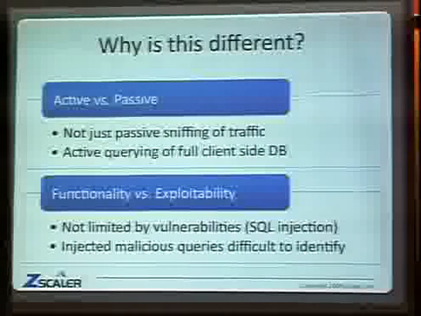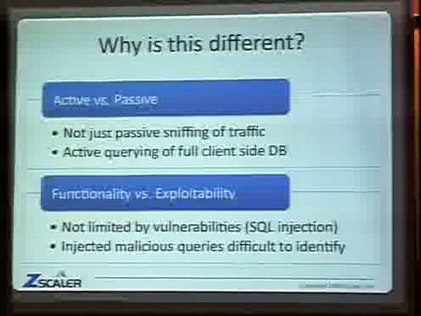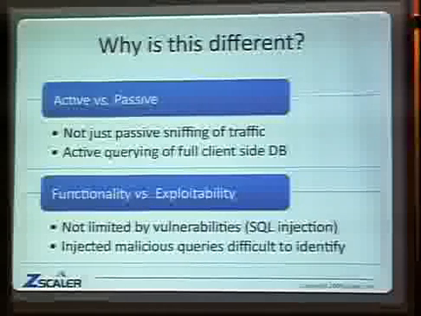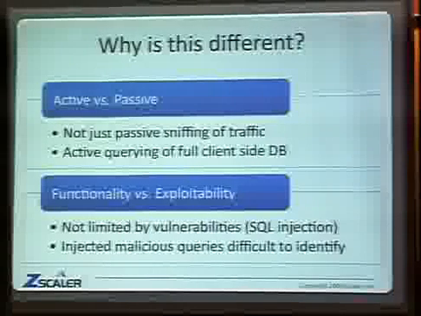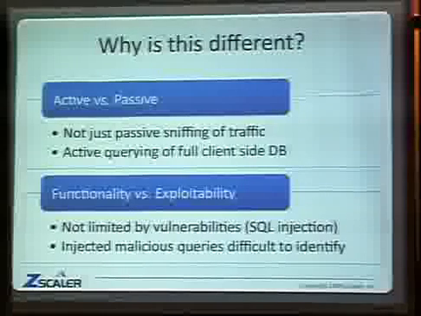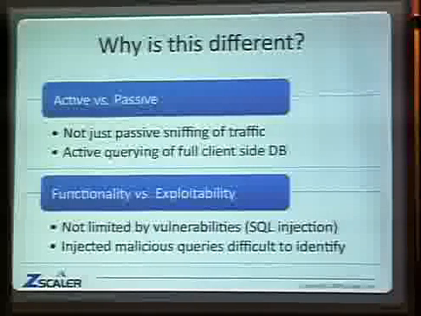As long as I can get that client-side JavaScript in there, I can write whatever query I want. I can say, give me the whole database. I can say, show me all the person's friends. I can say, show me all the phone numbers of people. So this is actually active querying of the client-side database. And this is functionality. It's not exploitability. In a traditional SQL injection attack, I have to find something that's vulnerable, so I couldn't do that on any site. In this case, if I can inject my JavaScript, it's functionality. I can query the client-side database.